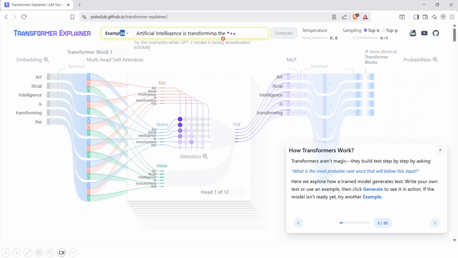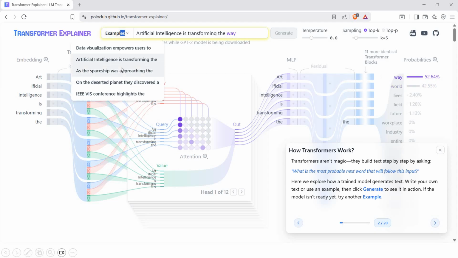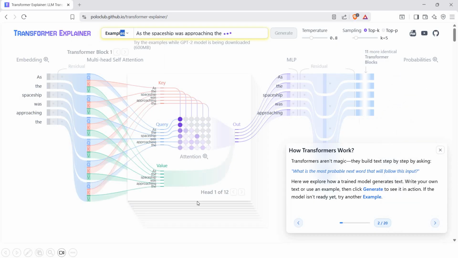So, for example, "artificial intelligence is transforming the way." The next predicted word is "way." Similarly, I can try "the spaceship was approaching."